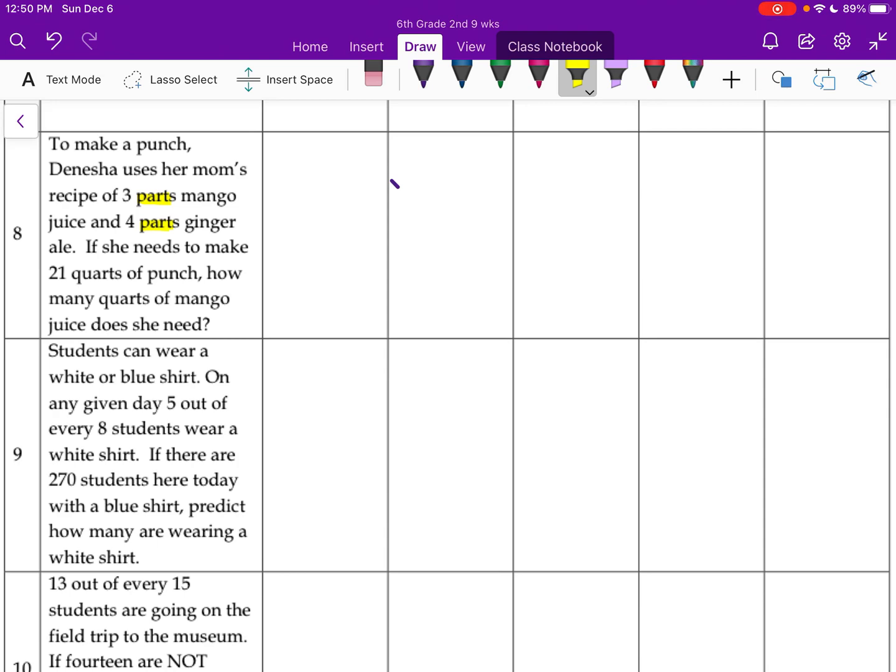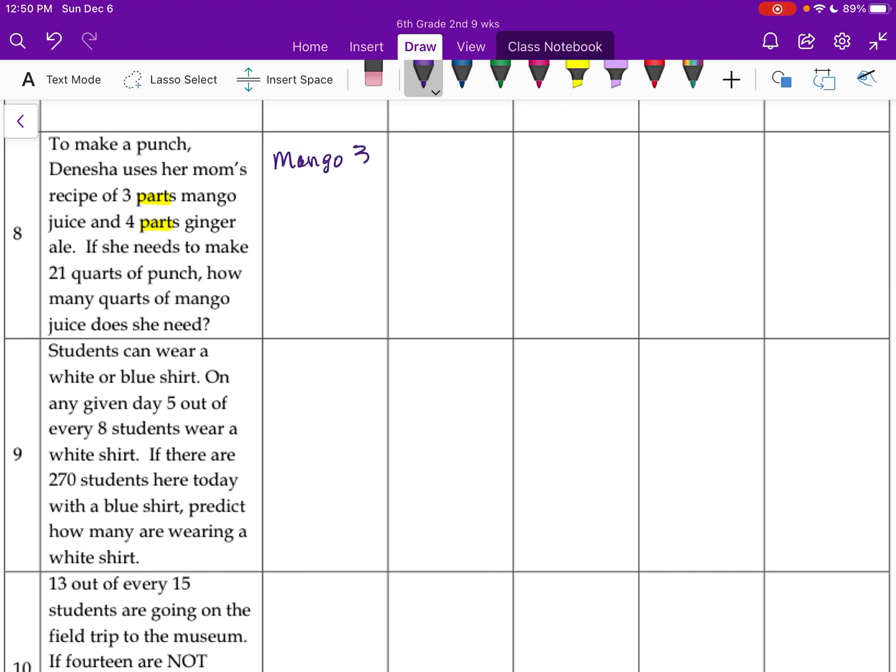So let's say she doesn't have that much mango juice and ginger ale, and she just wants to use 3 cups of mango juice and 4 cups of ginger ale. That would taste the same as if she had 3 quarts of mango and 4 quarts of ginger ale. She would just be making more if she had the quarts. So when it says parts, it's just saying whatever part that you have. Do you have gallons? Do you have quarts? Do you have cups? Do you have teaspoons? That gives you a little leeway to make it whatever you have available. Okay, now that you know that, go ahead and pause the video and try to do number 8.